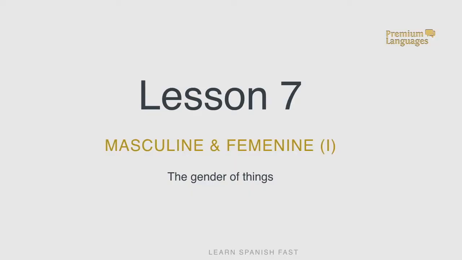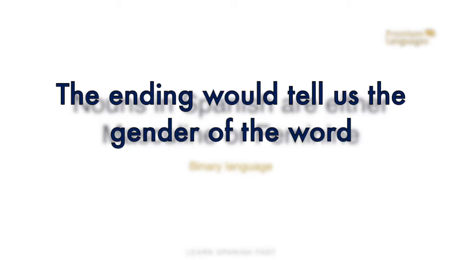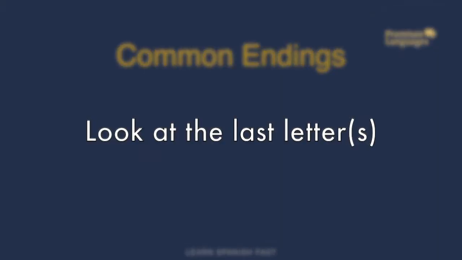Hola! In today's lesson, we are going to discuss the rules for masculine and feminine. In Spanish, people or things, nouns, are either masculine or feminine. That is called the gender of nouns. But the question here is, how can we tell if a noun is masculine or feminine? And the answer is by looking at the ending of the word. The last letter or letters are going to give us the clue.